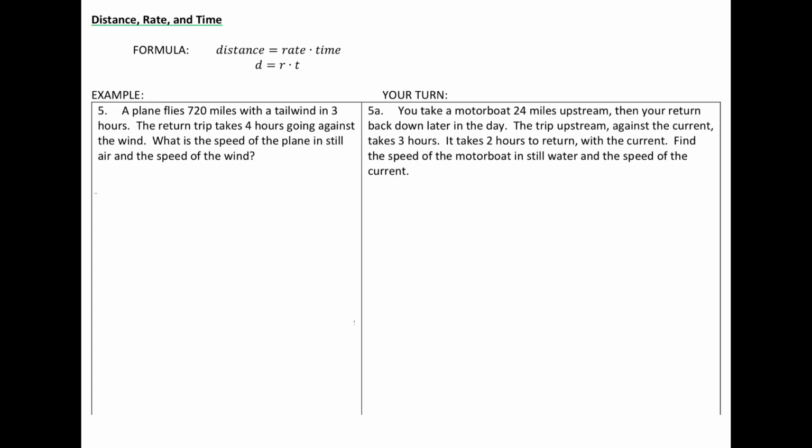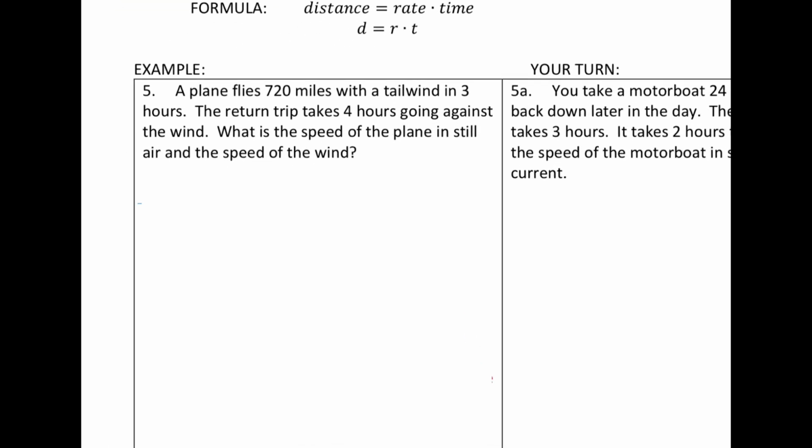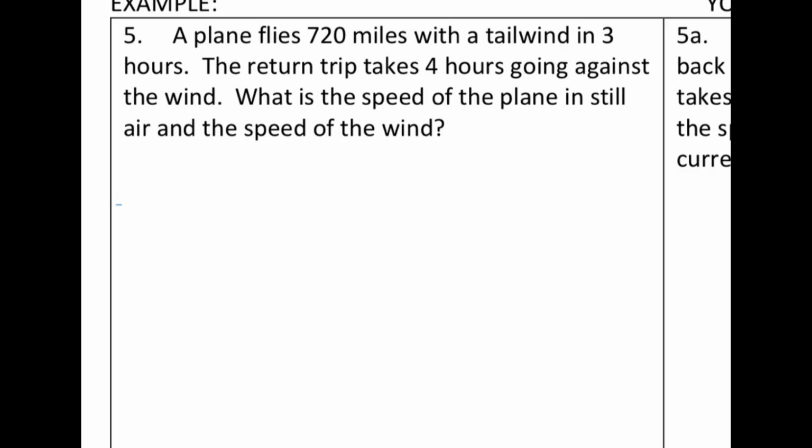Okay, the last type of problem is distance, rate, and time. The formula is really easy, so distance equals rate times time. But this tends to get a little bit more complicated. Okay, it's not hard, just complicated. So let me explain it so it won't be so bad for you. So a plane flies 720 miles with a tailwind, in other words, pushing from behind, in 3 hours. The return trip takes 4 hours going against the wind. So what is the speed of the plane in still air and the speed of the wind?